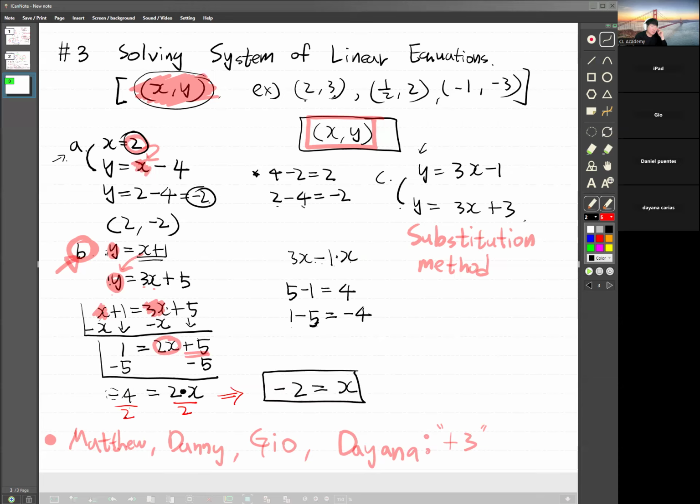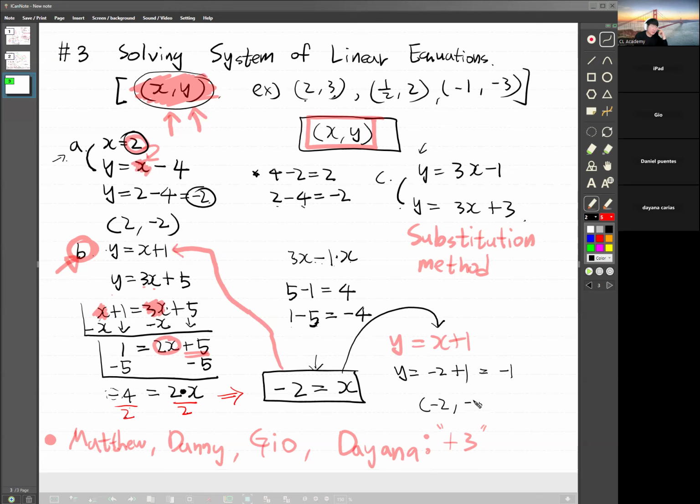Again, our answer must be x comma y. So we need to find the y value. How? We use one of the equations. How do we use it? You just substitute. Which one? Whichever you think is easier. I think this is the easier one. Then we have y equals x plus 1. x is negative 2. What do I do? Substitute. Then y equals negative 2 plus 1, which is negative 1. So what's the answer? Negative 2 comma negative 1.